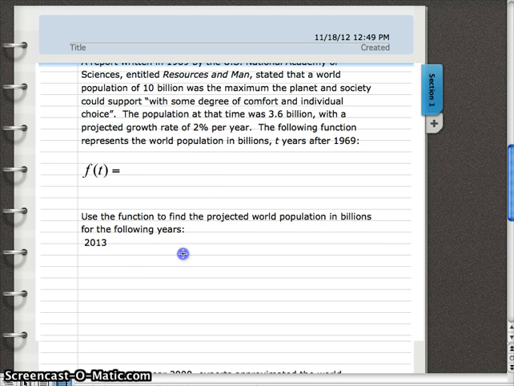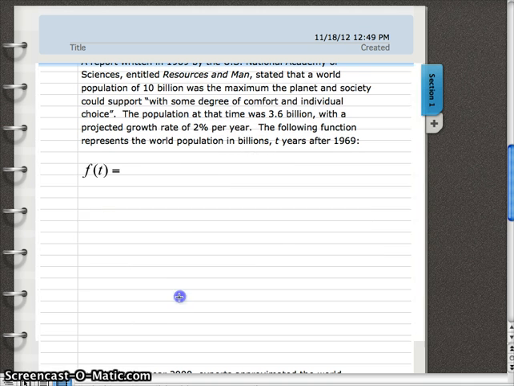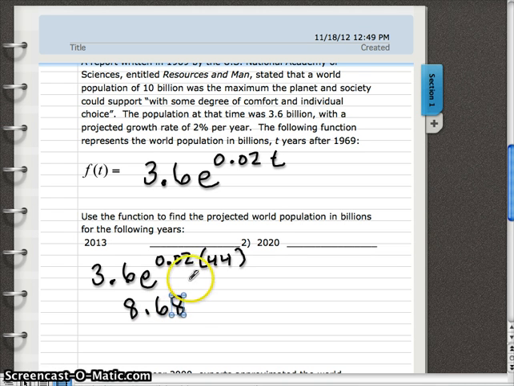So instead of t, we substitute 44, and we type it into our calculator, let it do all the math for us, and it gives us approximately, let's see here, punch in the round numbers, 8.68 billion, just approximately. So we're getting quite close to that 10 billion mark if we were growing at a 2% rate of growth.